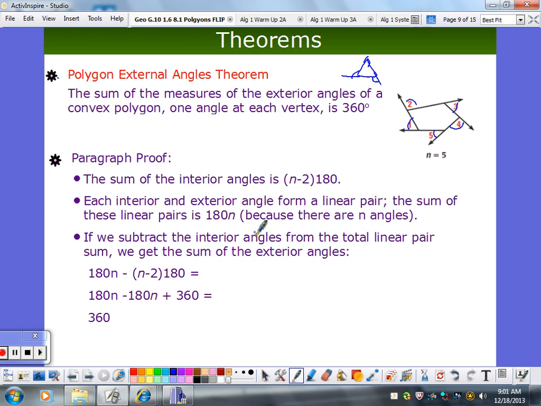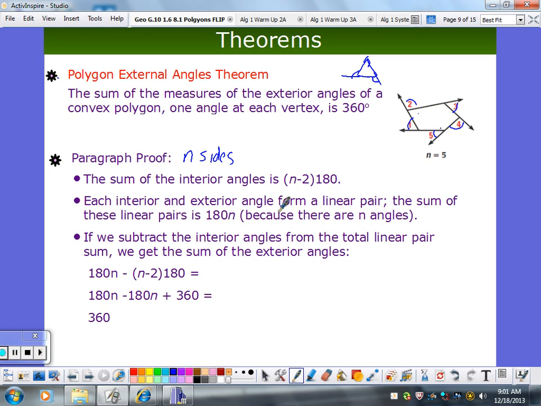Luckily, we didn't use induction, because otherwise we would have to show it works for all of them. Remember how inductive proof worked? Eventually I'd have to get to that googolgon and try it. But we're using a deductive proof, so we don't have to do that. Suppose we have n sides. The sum of the interior angles is n minus 2 times 180.